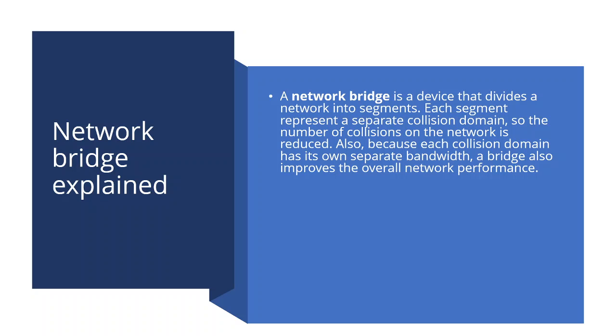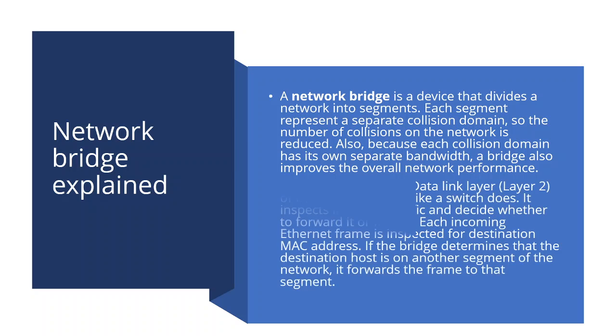That means each segment has a separate domain, that means a separate network class, network IP, you can see. So the number of collisions on the network is reduced also because each collision domain has its own separate bandwidth. A bridge also improves the overall network performance.